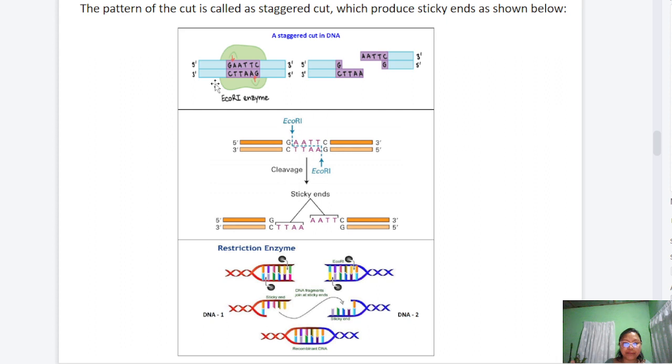Okay, moving ahead. So this is the pattern. If you look at this pattern, it is very clear how the EcoR1 enzyme is going to cut both strands of a DNA. Once it cuts the strand of the DNA, you can see where the cleavage is happening and the overhangs that are produced by EcoR1, because it produces the sticky end. I hope it is clear.